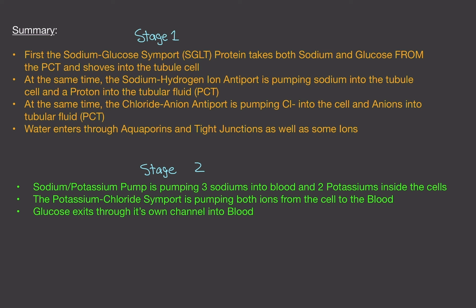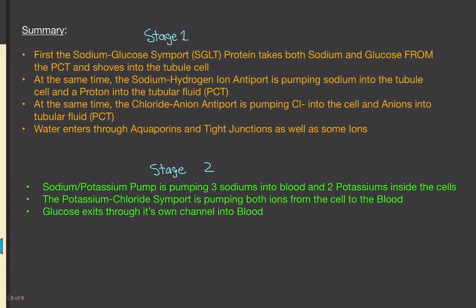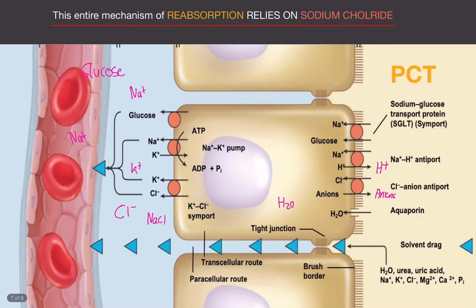Stage 2, the sodium-potassium pump is pumping 3 sodiums into the blood and 2 potassiums inside the cell in exchange for ATP. The potassium chloride symport is pumping both ions from the cell to the blood. And glucose exits through its own channel into the blood. So this is basically a summary of this. So if you understood this, don't worry about the summary.